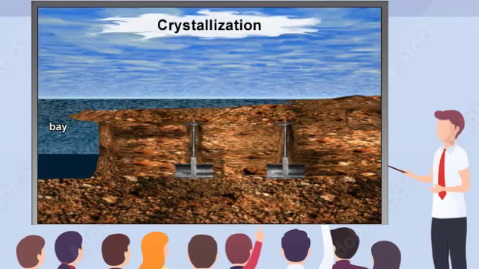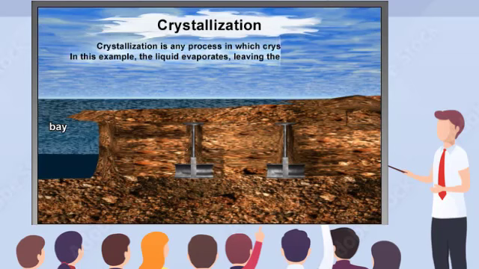In contrast to filtration, crystallization uses evaporation to separate dissolved or suspended solids from a mixture. During crystallization, the liquid evaporates, leaving one or more solids behind. This simple process is used in industry to make many types of salts.